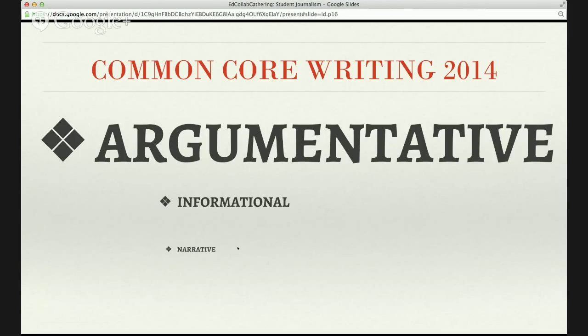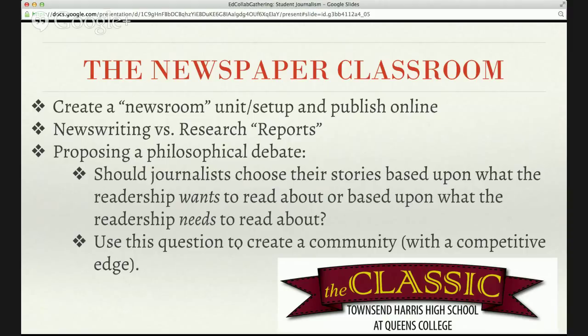My proposal is that if you don't already have some kind of unit involving newspaper writing, you make one and you try it out. Turn your class into a newsroom. Publish student writing online. And the idea is when you do that, when you have them creating a real newspaper, a real online publication, they're going to be doing the 3 types of writing all at once.